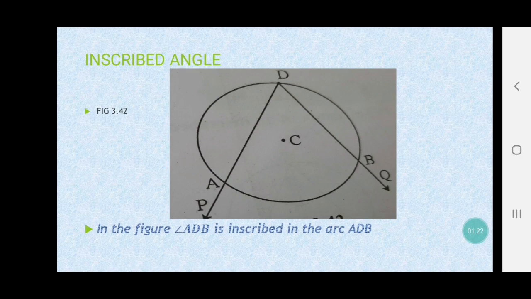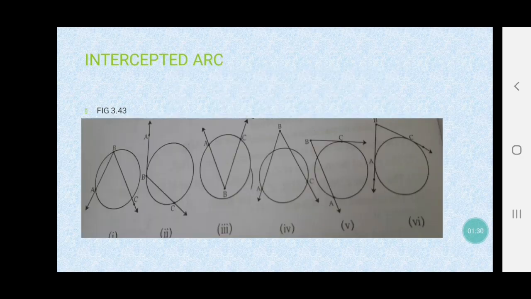People generally get confused with inscribed angle and inscribed arc and intercepted arc. So better clear the points. Okay. Now next we are going to talk about intercepted arc. Now what is this intercepted arc? Now you are seeing all the 6 figures over here. Okay. Observe the figures. What do you see?